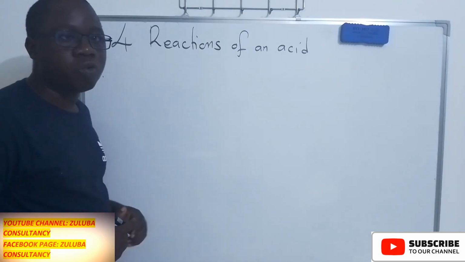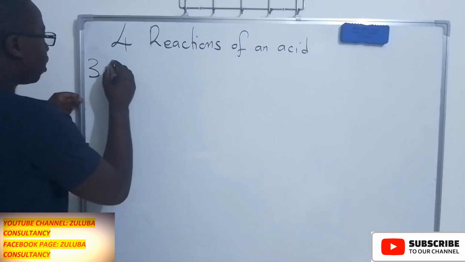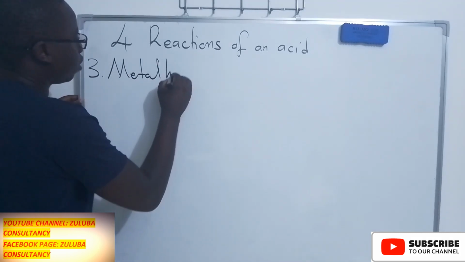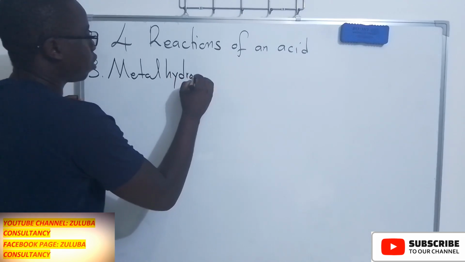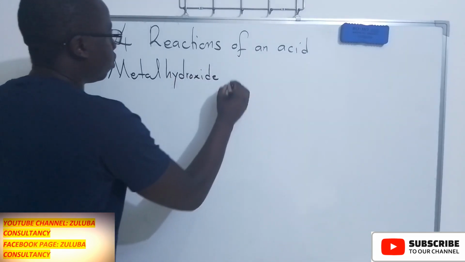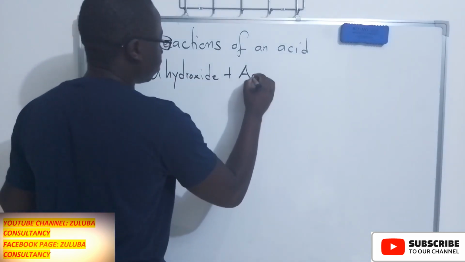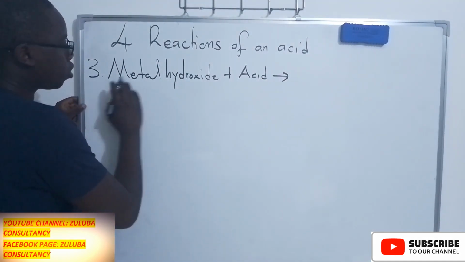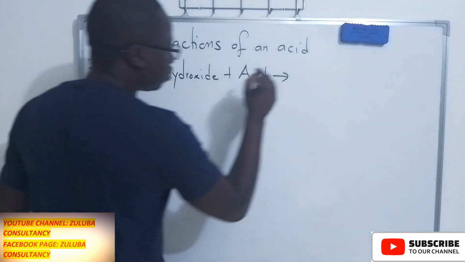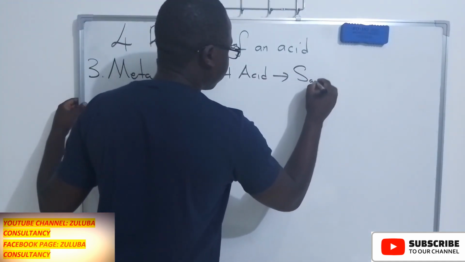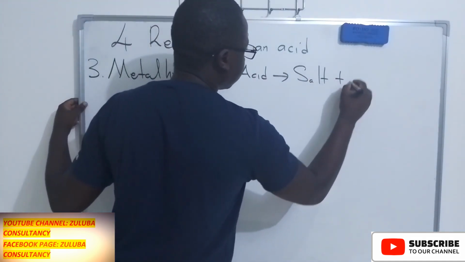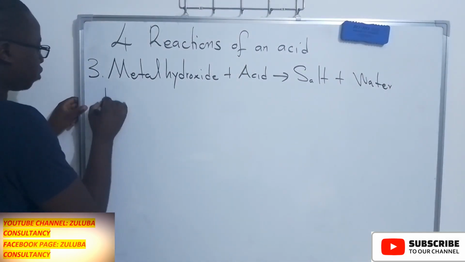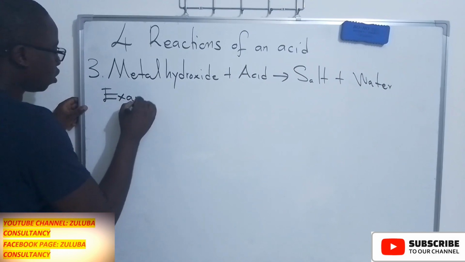The third reaction we can look at is when a metal hydroxide reacts with an acid. What is the product? So when a metal hydroxide reacts with an acid, we always have a salt and water. So we can look at the example of this reaction.